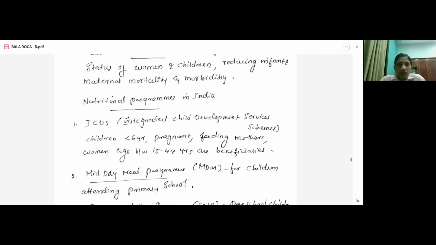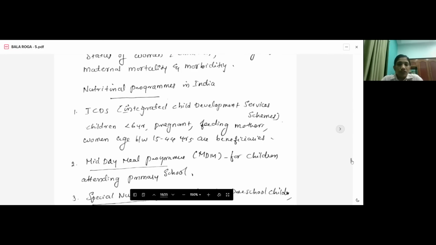And we are going to study the nutritional programs in India. The first one, the ICDS program, that is Integrated Child Development Services Scheme, which is given for children under 6 years, and pregnant women, feeding mothers, and women aged between 15 to 44 years are beneficiaries of this program. Okay. And next is the midday meal program.